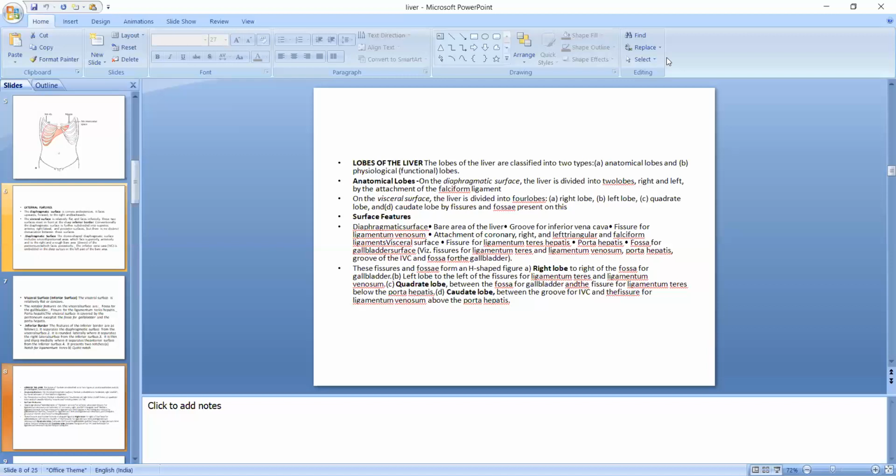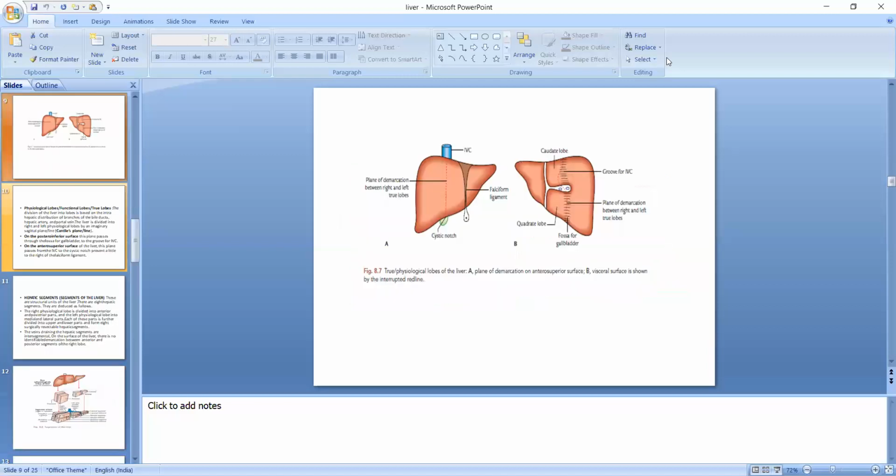It means the caudate lobe is situated between these fossas, and the caudate lobe between the groove for the IVC and the fissure for the ligamentum venosum above the porta hepatis. So these also present the fissure between the groove and the fissure. And we can see here how there is caudate lobe, and these are fossa for gallbladder and caudate lobe, and all these lobes are divided by the things that are present on the surface of the liver.